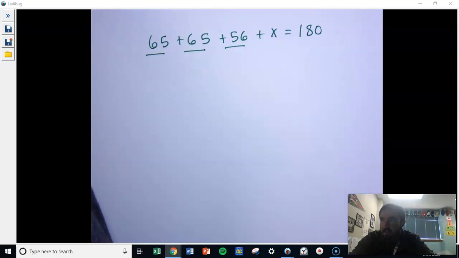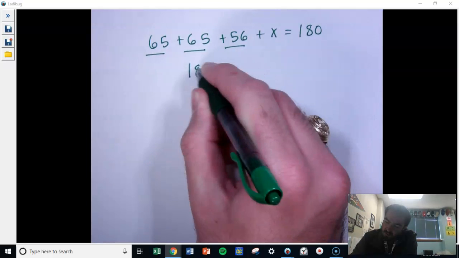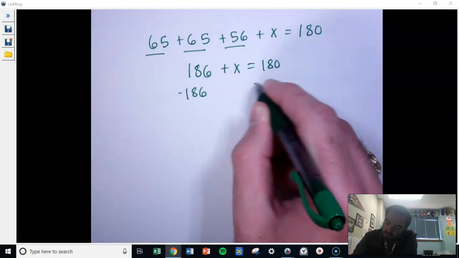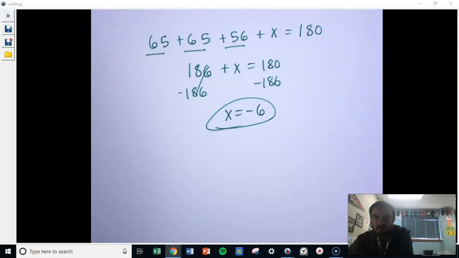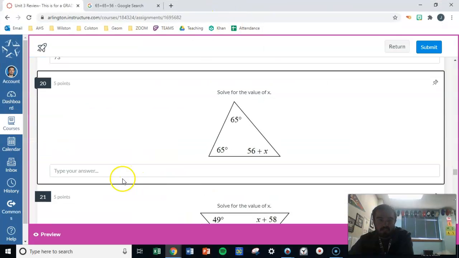65 plus 65 plus 56, let's see what that is. See, even I need to use the calculator sometimes. 65 plus 65 plus 56 equals 186. Plus x equals 180. Subtract 186 from both sides. X would equal negative 6. Cool. See, guys, this isn't too bad. So x would equal negative 6.